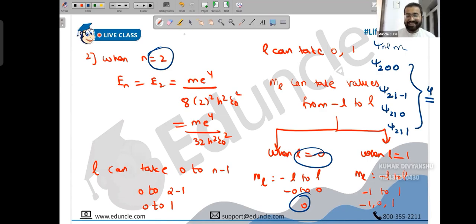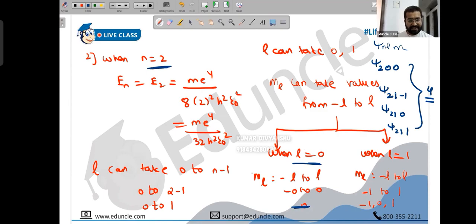Now I can. Okay, people, please ask me if you have any doubts in this. So when n is 2 and L is 0, ML is only 0. But when n is 2 and L is 1, ML can be minus 1, 0, and 1. So we have got 4 possible states. Write down: degeneracy is 4, or 4-fold degenerate.